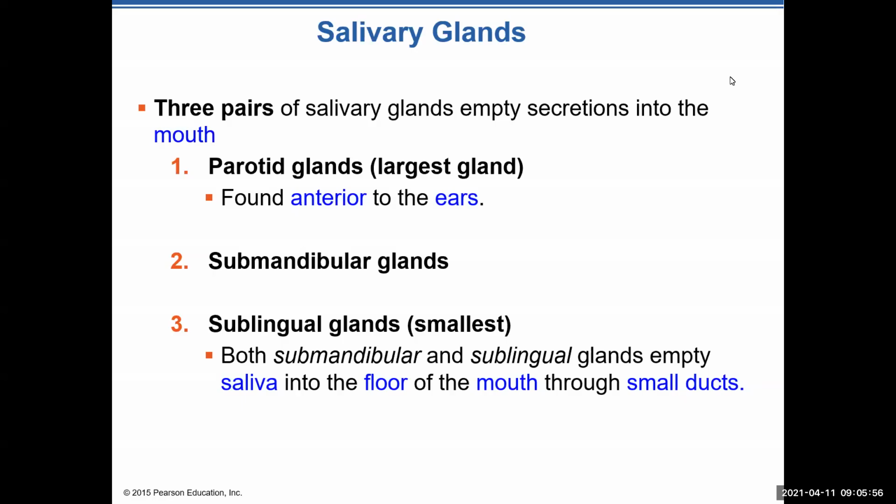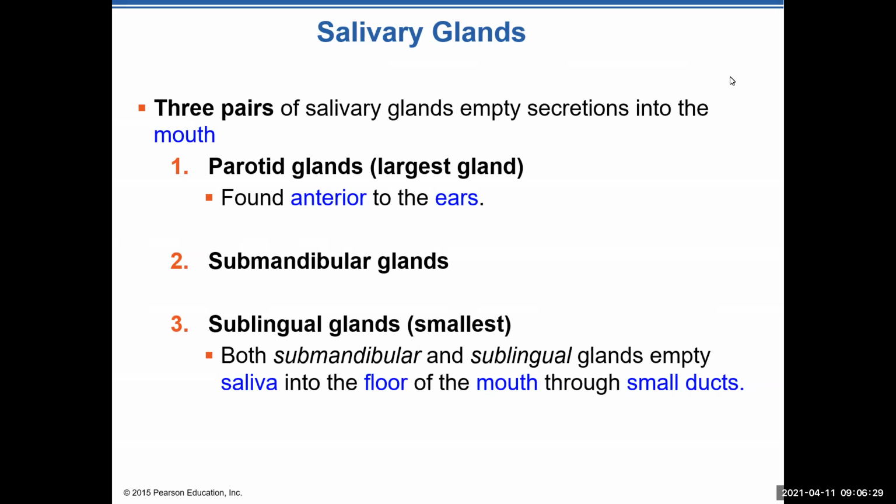So we'll start with the salivary glands. I think we took them before, but anyway, let's quickly repeat this. We have three pairs of salivary glands. One is the parotid, which is the largest, found anterior to the ears, right over here. Then we have the submandibular, right over here. Then we have the sublingual, just under the tongue, right over here. This is the place where we have these three salivary glands.